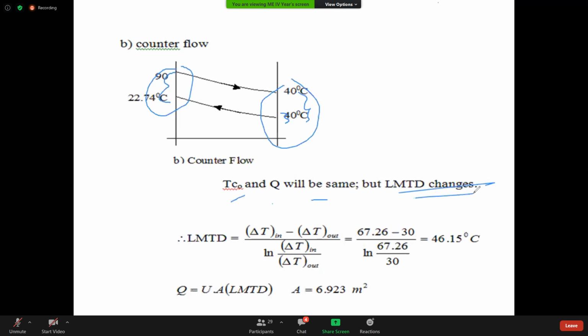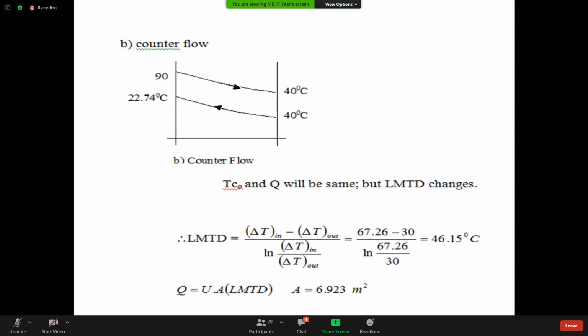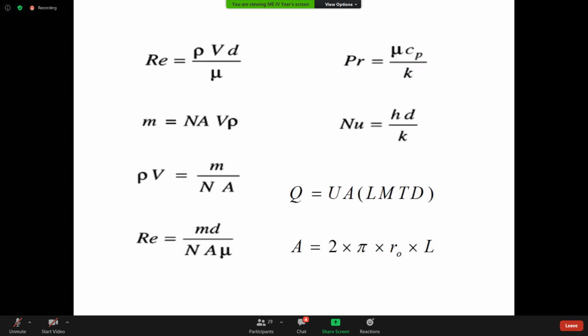See, right, LMTD is changing, so LMTD substitute, all the same values, Q value is the same, right? Only thing is area, 6.392 meters square. Counter flow area is 6.392 and this one is 7.82. The heat transfer area is less in counter flow, right? Counter flow is better because it is giving less heat transfer area.